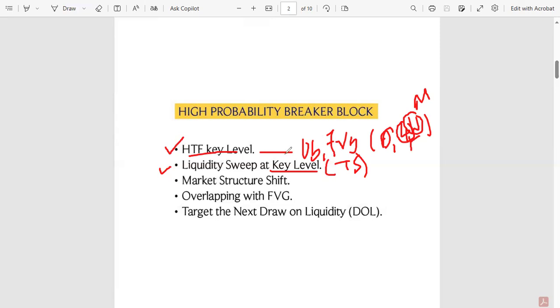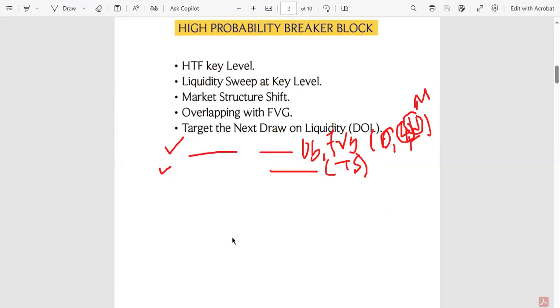For example, you have a key level and price tapped into that key level, and before tapping into that key level, there was a liquidity sweep. So let me show you the example here.